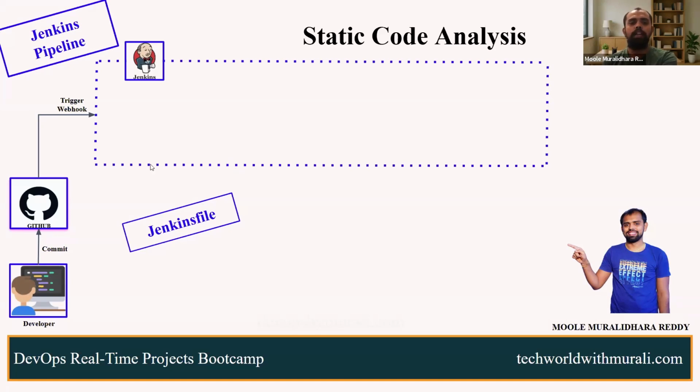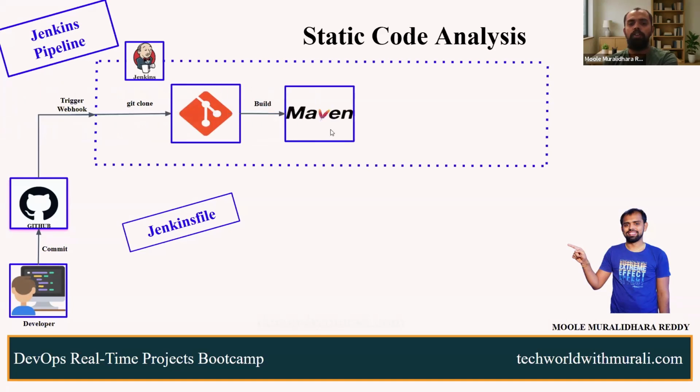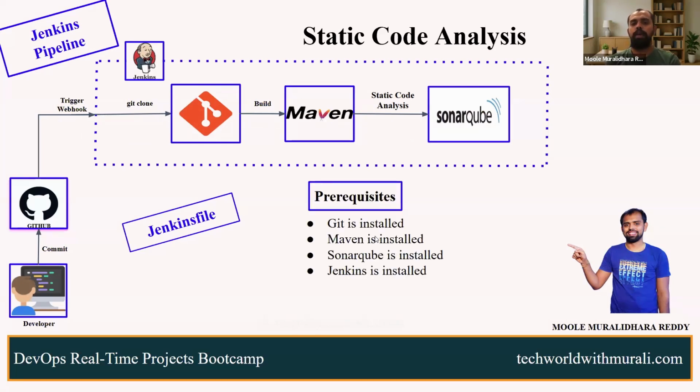Inside that, first we configure the clone and then we build the code. It generates the jar file. In our case, we are using the user registration application, and it generated the jar file. We already saw that in earlier videos. Now I'm going to extend that with static code analysis using SonarQube, and I'm going to show you the demo so that you get some idea.